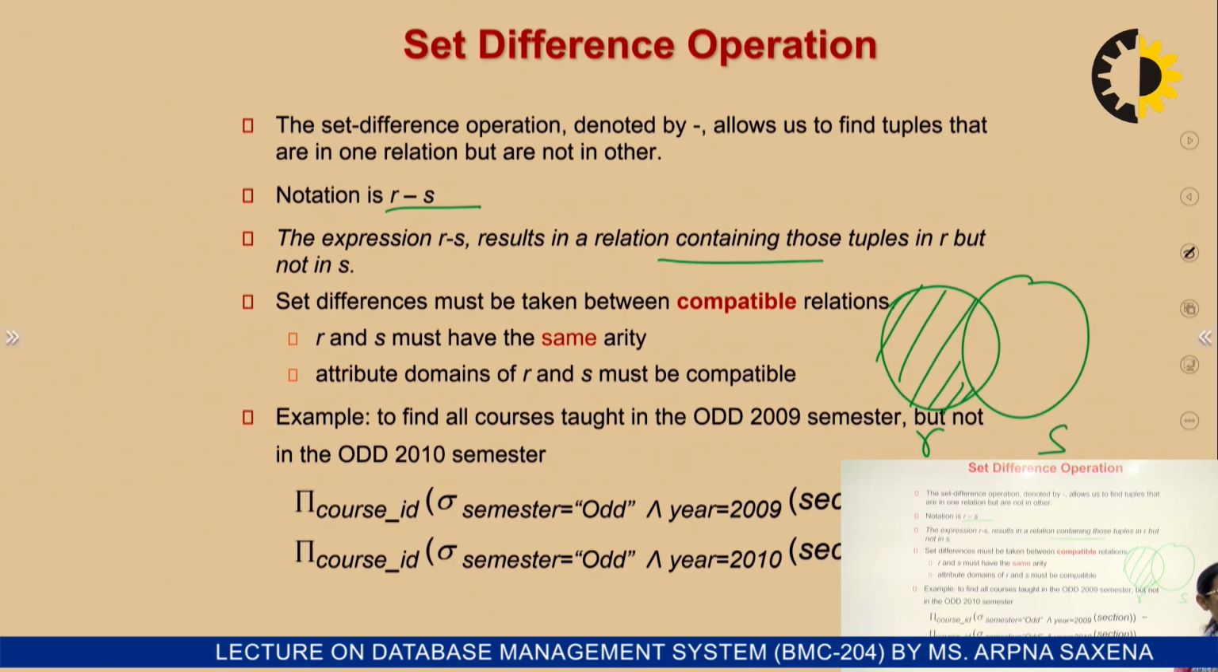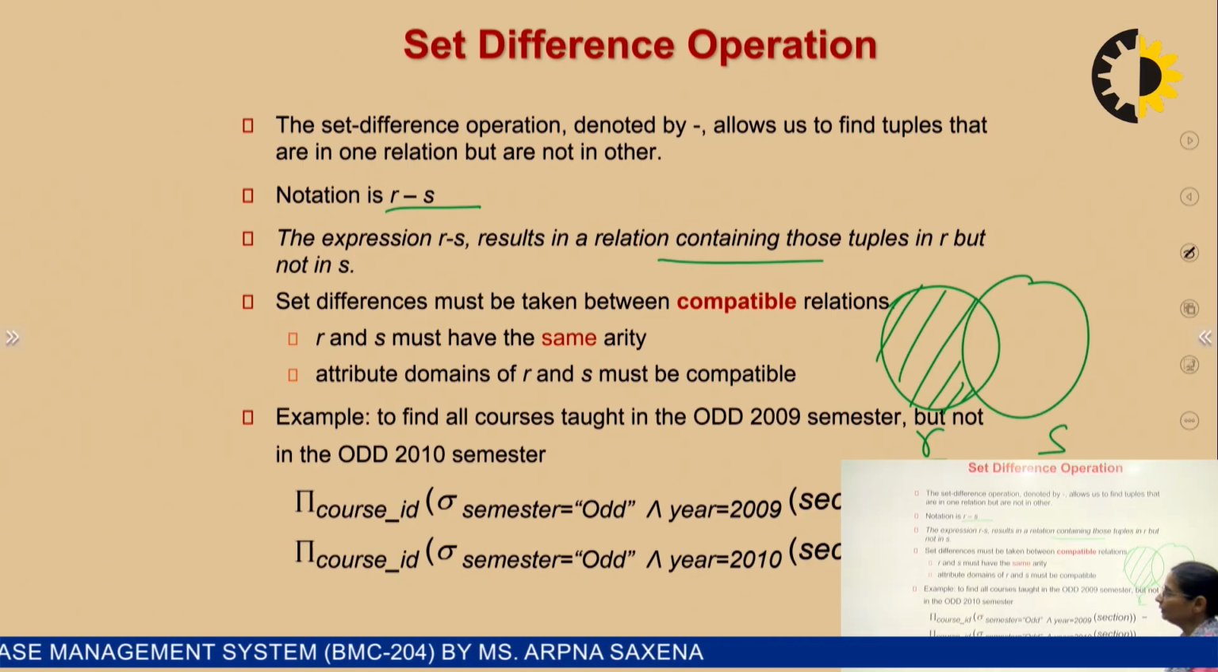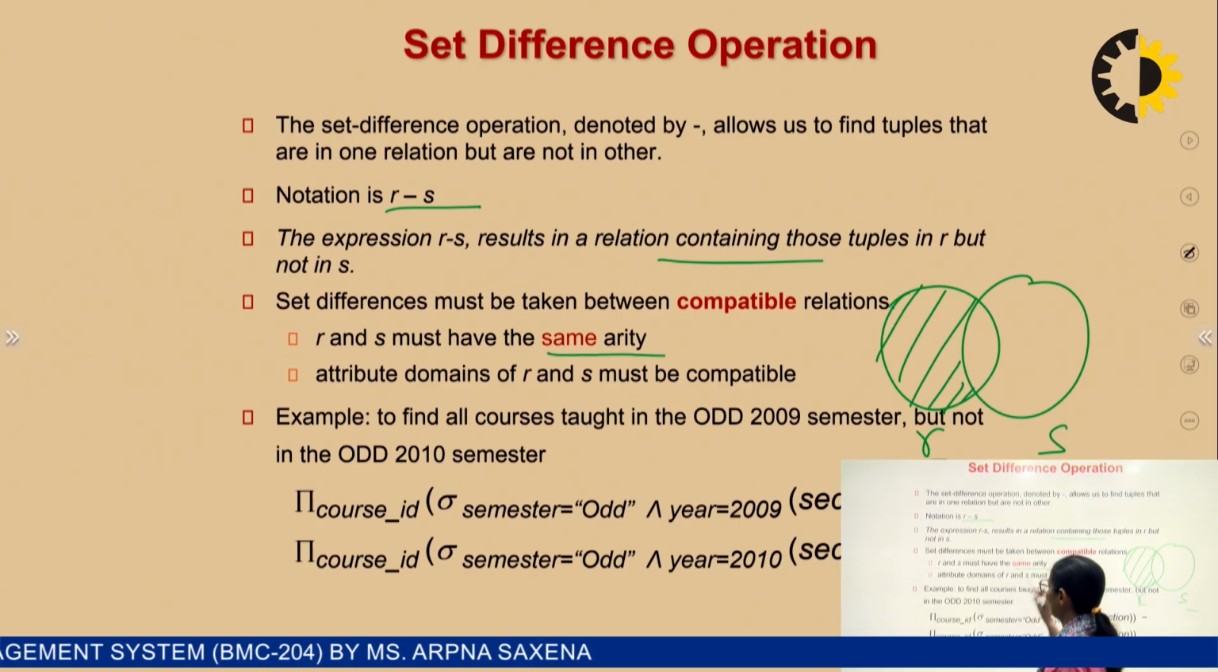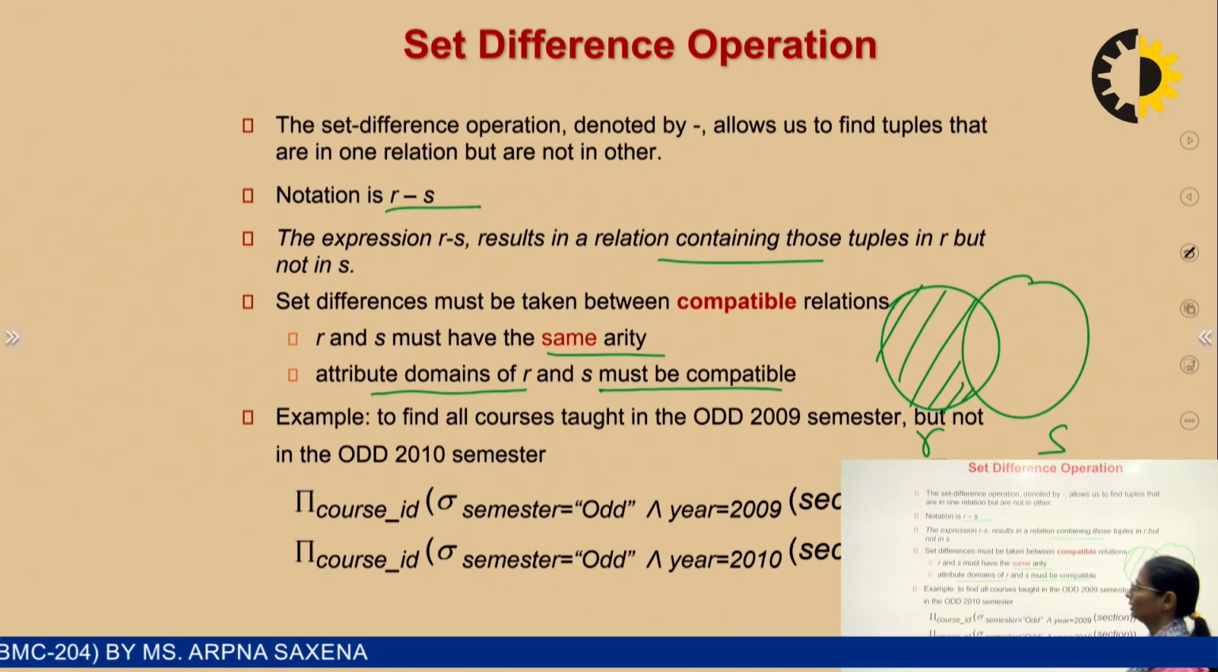Set differences must be taken between compatible relations, that is R and S should be compatible. What is the definition of compatibility here? R and S must have the same arity. Attribute domains of R and S must be compatible.